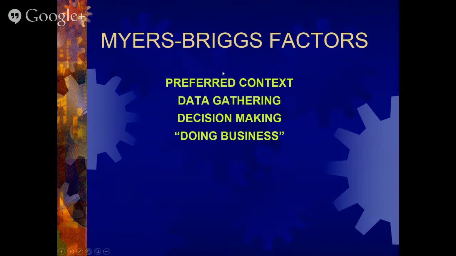Myers-Briggs is the organization that put together the questionnaire that I've asked you to do for yourselves. And what they study in their measurement instrument is 4 different kinds of aspect of operation. The first is, what is your preferred context? The second is, how do you gather data? The third is, how do you make decisions? And fourthly, your overall style of doing business.